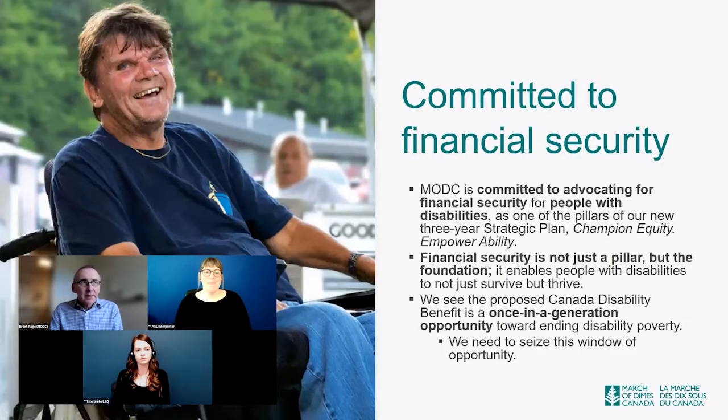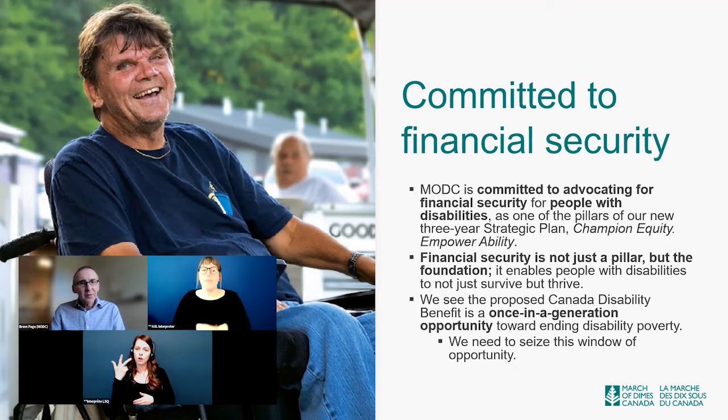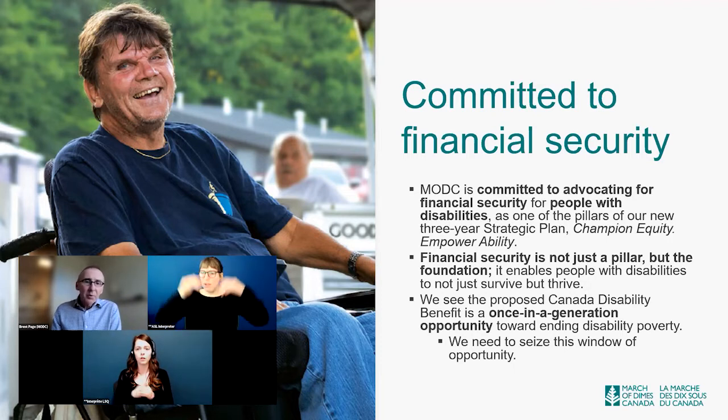March of Dimes is committed to advocating for financial security for people with disabilities as one of the pillars of our new 3-year strategic plan, Champion Equity and Empowerability. In fact, we see financial security as not just a pillar, but a foundation that underlies everything else. Without access to livable income, people with disabilities cannot thrive.